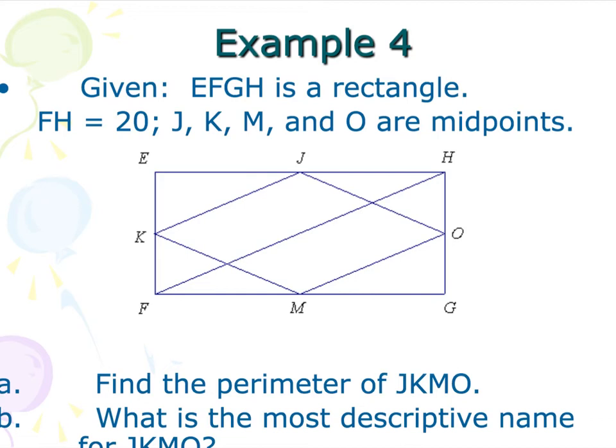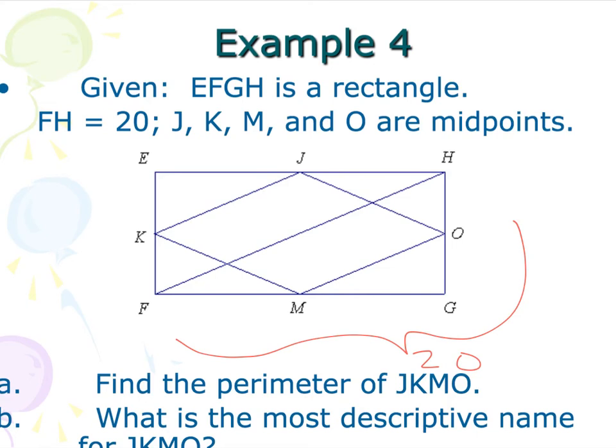Alrighty, let's continue. So I have EFGH, it's a rectangle. So I've got right angles, I've got opposite sides congruent, I've got diagonals congruent, and then it says that J, K, M, and O are midpoints, and FH is 20. So let's just notate that. It's always tough to write it all out, but we'll do something like that. That's 20, right? FH. It says J, K, M, and O are all midpoints.